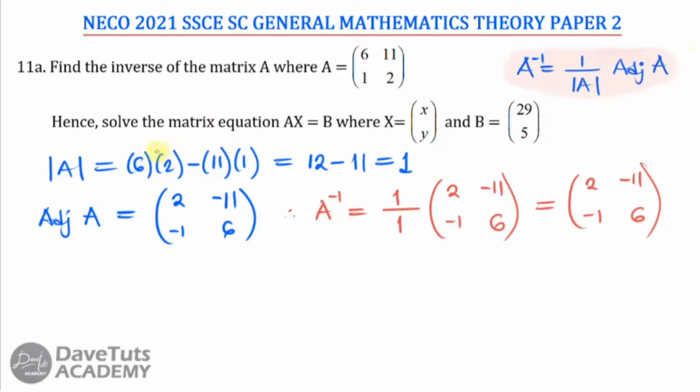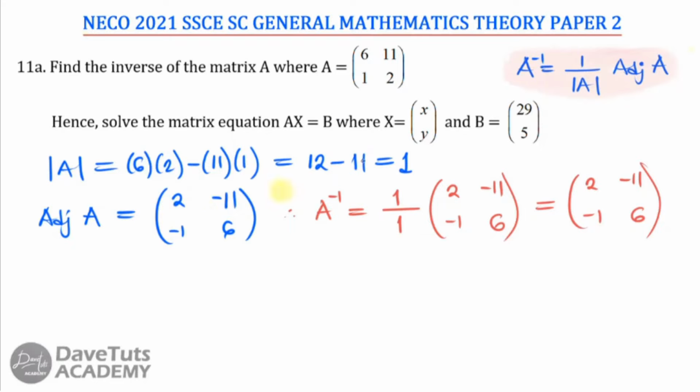Now in the second question, we are asked to solve the matrix equation AX equals B, where X is (x, y) and B is (29, 5). So students, you can just multiply this matrix A with (x, y) to get a set of simultaneous equations, equate the first line to 29, the second line to 5, and that will be good. But since we have this opportunity to work with matrices and also have a question in which we want to solve an equation with it, I think I want to use the matrix method.